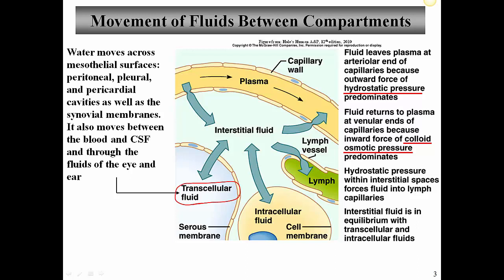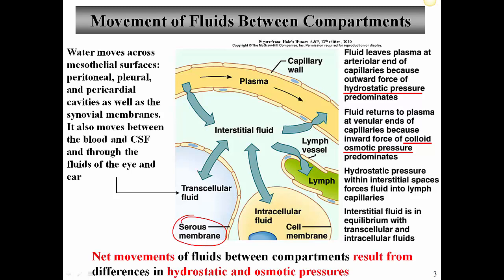And really what we're talking about here is, for example, water movement across mesothelial surfaces, like the peritoneum, like the pleura, like the pericardium. We also have this movement across synovial membranes. Remember, those are in synovial joints. And we also have this between the blood and cerebrospinal fluid, between the fluids in the eye and the ear. So all these different places where we have fluid movements crossing these membranes, we basically refer to this as transcellular fluid, and here you can see the serous membrane that we're talking about.